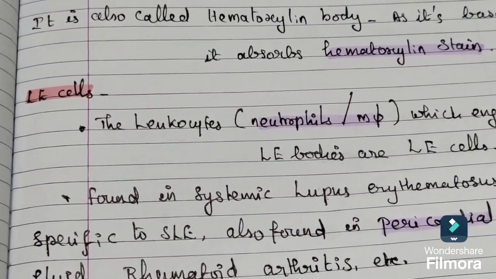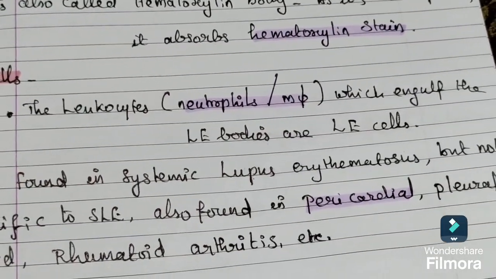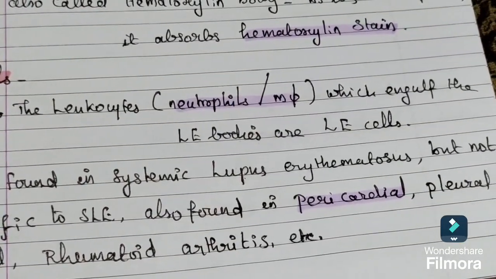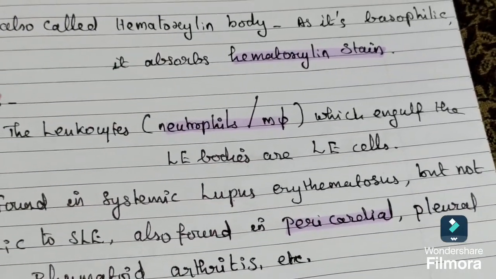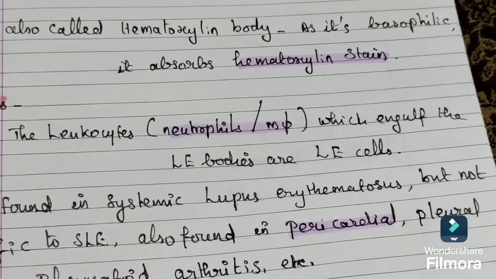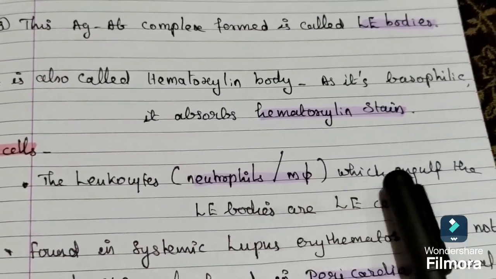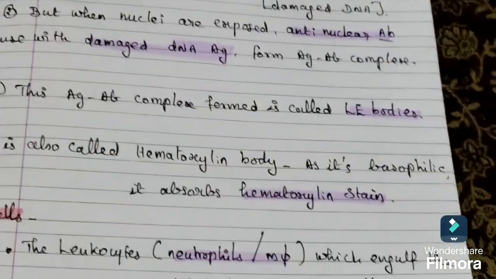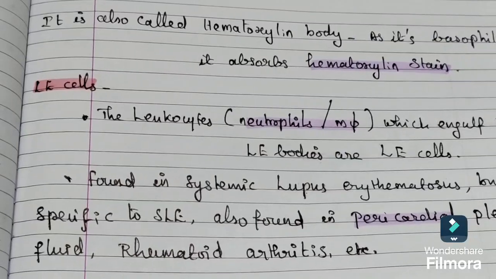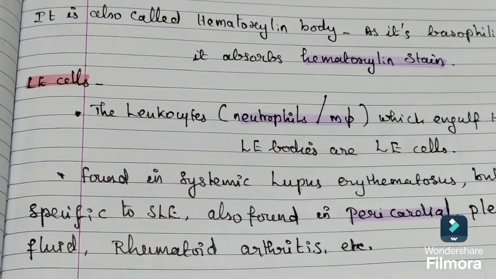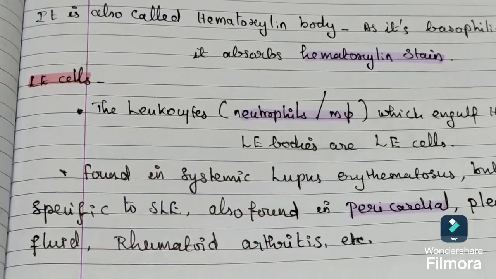What are LE cells? LE cells are leukocytes, mainly neutrophils and macrophages, which engulf these LE bodies. This is called an LE cell. So the neutrophil or macrophage that engulfs the LE body is the LE cell.